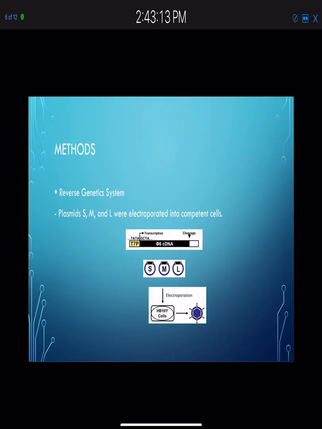In this method, we used a reverse genetic system. Here we used truncated plasmids of S along with plasmids M and L, which were electroporated into competent cells. These competent cells contained a polymerase known as T7, which will be able to transcribe the DNA. This transcription will allow proteins to be made and the virus to be made within the competent cells, creating the virus.